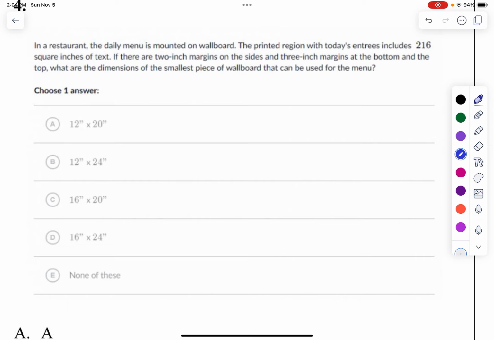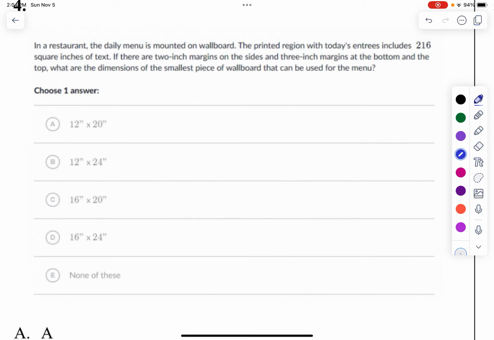It says, in a restaurant, the daily menu is mounted on a wallboard. The printed region with today's entrees include 216 square inches of text. If there are 2-inch margins on the sides and 3-inch margins at the bottom and the top, what are the dimensions of the smallest piece of wallboard that can be used for the menu?